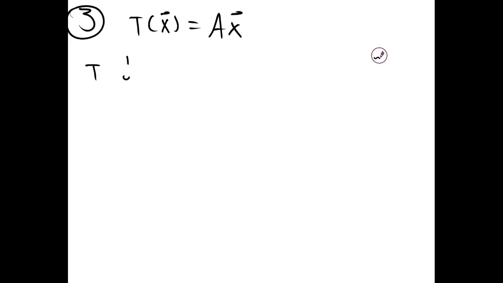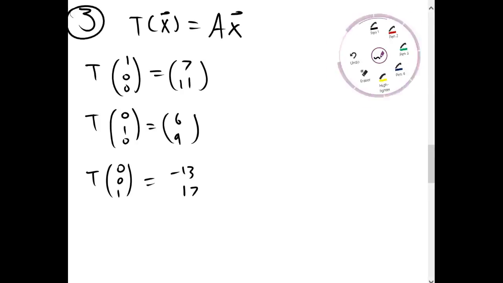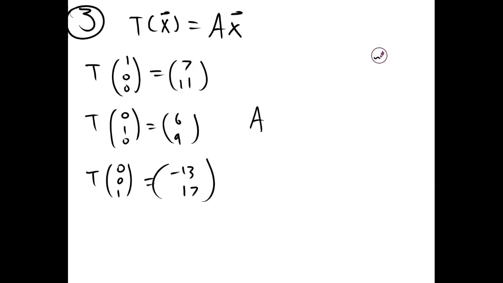For our next problem, we're given a transformation that has the form T of x equals a matrix A times x, and we're also told that T of 1, 0, 0 equals 7, 11, T of 0, 1, 0 equals 6, 9, and T of 0, 0, 1 equals negative 13, 17. And we're asked to find A.